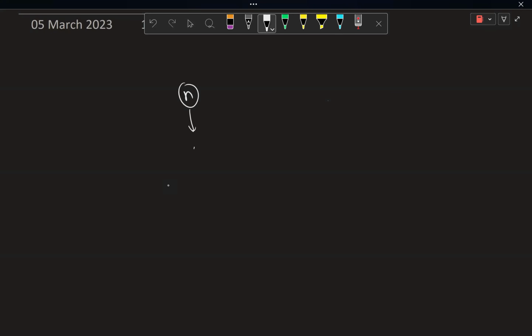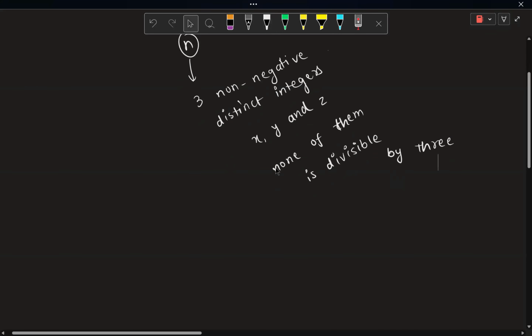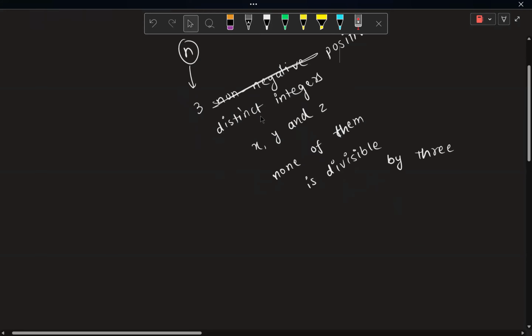You have to choose three non-negative distinct integers x, y, and z such that none of them is divisible by 3. That is what we have been told in the problem. Okay, sorry, not non-negative, it is positive. Though the answer would be the same because even if you take non-negative, you still cannot pick up zero. But yeah, according to the problem, it should be positive.